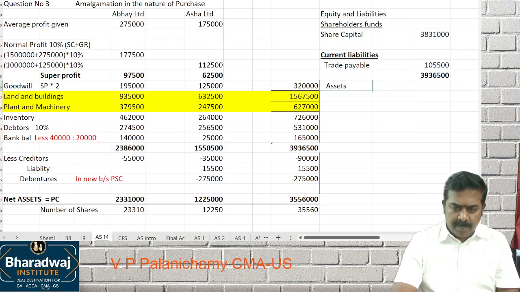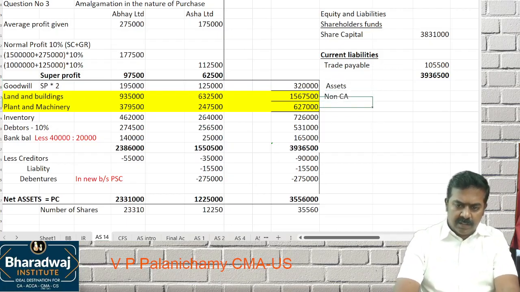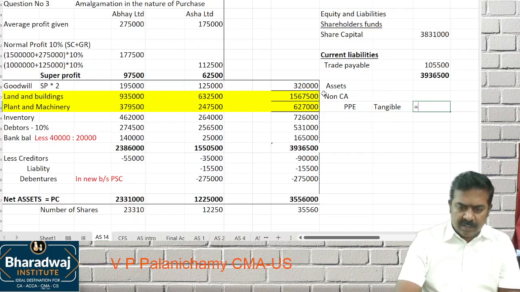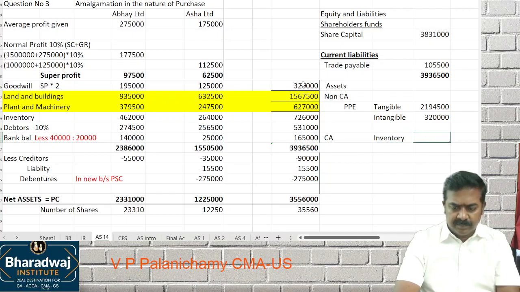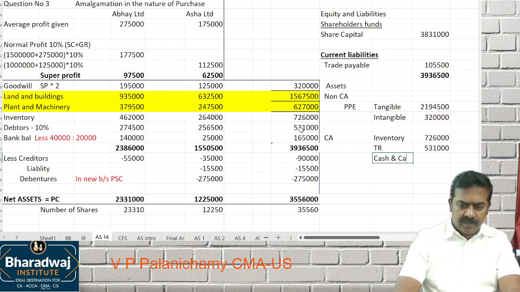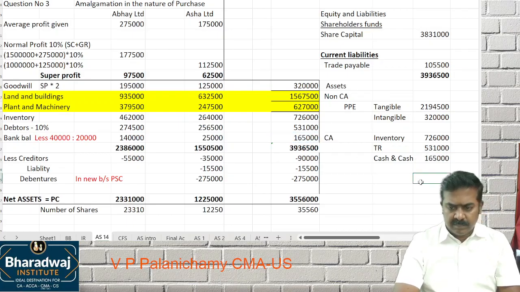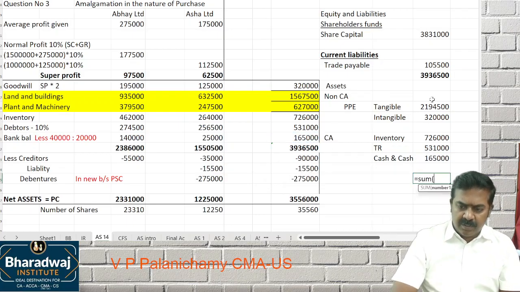Asset side, non-current assets. Land, property, equipment, tangible assets. Tangible assets, this land and building plus plant and machinery will come. Intangible asset like goodwill will come. Current asset like inventory will come. Then trade receivables, cash and cash equivalents. So please do it in a proper form in the exam.